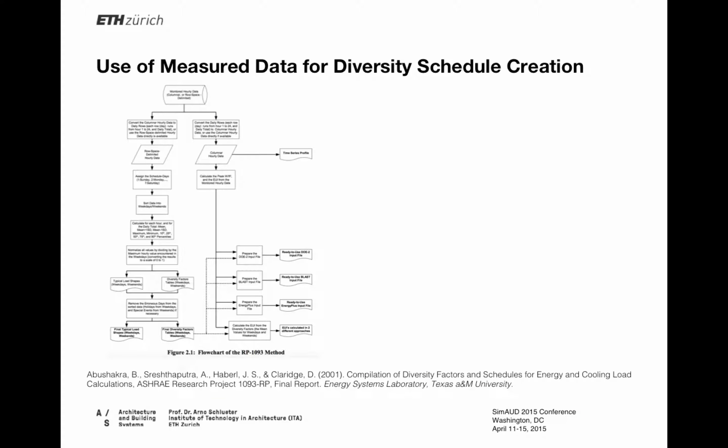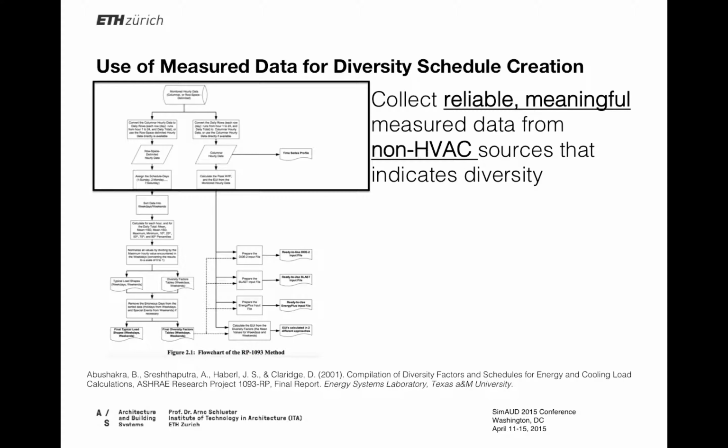So the use of measured data or energy data for these schedule creations. This is a flow chart which is kind of tough to read right now, but I'll explain in general that the first part of this flow is to collect reliable, meaningful, measured performance data, electrical data mostly from non-HVAC sources to indicate occupancy and lighting and plug load diversity.